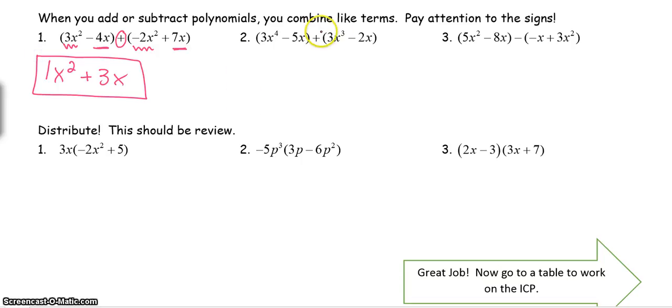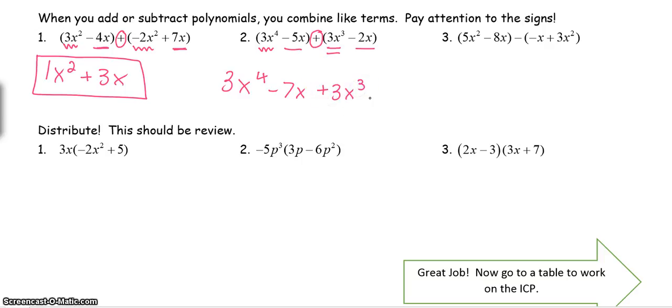Alright, over here we're adding these two parentheses again. So over here I've got a 3x to the fourth. There's no other 3x, there's nothing else with an x to the fourth, so that just gets brought down since it doesn't have anything to combine with. Then if we look, I've got a negative 5x and a negative 2x. So if I add those together, I get negative 7x. And then I've got a 3x cubed. Nothing else has an x cubed, so I'm just going to bring that down.